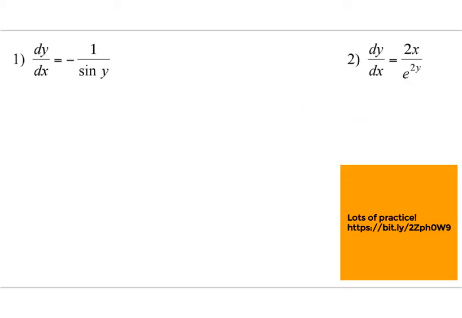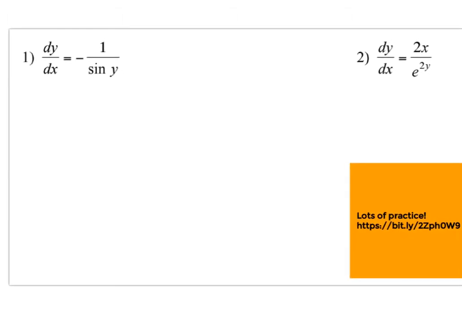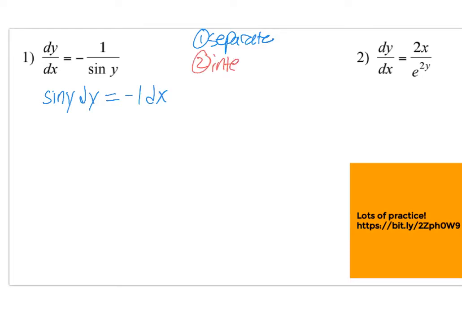All right, here's a couple more for us to play with. And I may come up with another couple examples just to do for some extra practice. Okay, so I've got to start by separating variables. And I'm going to have sine of y dy is equal to negative 1 dx. Then we're going to integrate.